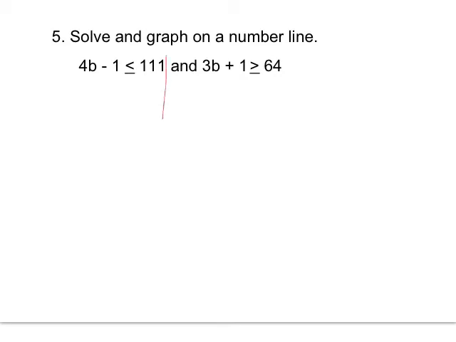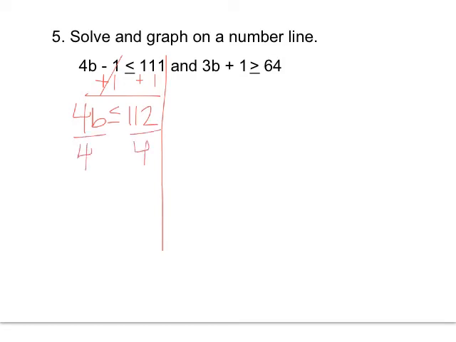So let's just look at the one here on the left. 4b minus 1 is less than or equal to 111. So I'm going to start by trying to get the b isolated, and I'll add 1 to both sides. So that gives me 4b is less than or equal to 112. To get the b completely isolated, I'm going to divide both sides of the inequality by 4. And 112 divided by 4 is 28. So there's my first inequality solved.